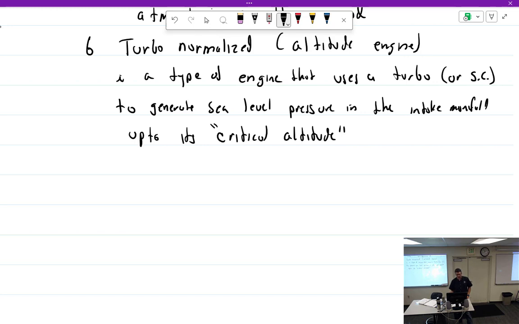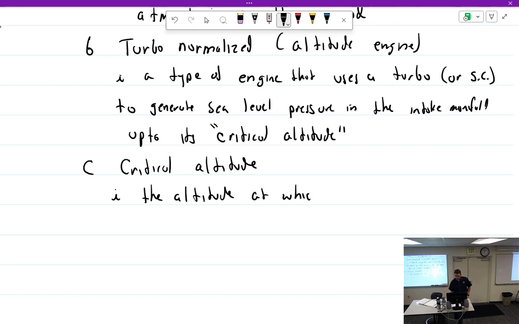All right, so critical altitude, I can define that a little bit more. The altitude at which an engine can no longer produce sea level horsepower. So I guess every engine has a critical altitude.